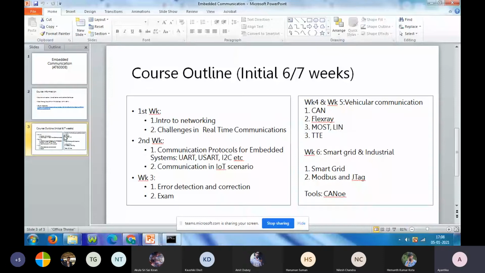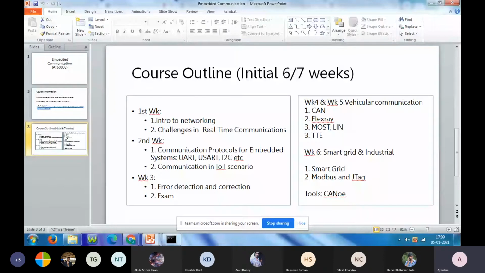In the second week, we will be talking about some detailed communication protocols related to embedded systems: UART, USART, I2C. Then we will move on, because nowadays the extension of embedded systems is IoT. So we will talk about not exact protocols, but at least what types of protocols and frameworks we can think of when moving to IoT with embedded systems. Then error detection and correction.